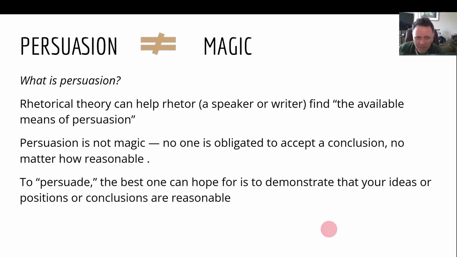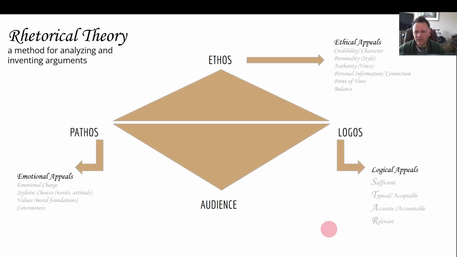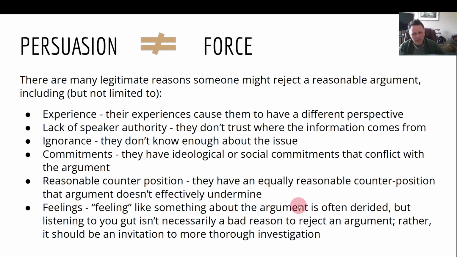So persuasion is not magic. If you're going to persuade someone, the best you can usually hope for is to demonstrate that your positions or your conclusions are reasonable, and you do that through argument. You take a position and you provide your reasons for that argument. And you provide them in a way that emotionally appeals to your audience, that logically appeals to your audience, and that ethically appeals to your audience. Persuasion also isn't force. There is no surefire way.